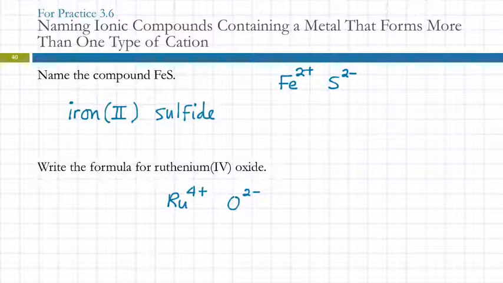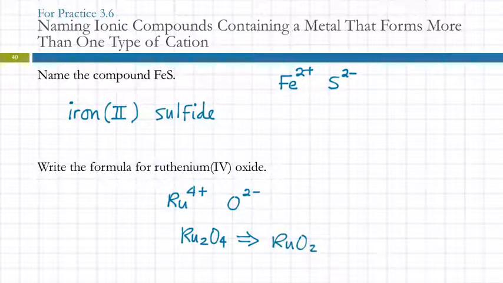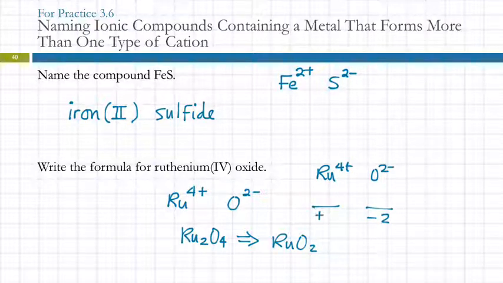So this is a situation where crisscross could get you into trouble. You look at these, they're not the same. We've got a 4 and a 2. If you do the crisscross thing, we're going to get Ru2O4. That's not the lowest ratio. So you'd have to simplify that to RuO2. Or you can have more of a thinking way, ruthenium 4 plus, oxygen 2 minus. Okay, I've got -2 here, I've got +4 there. I need to put another one of these so I can get -4, and now I'm good.